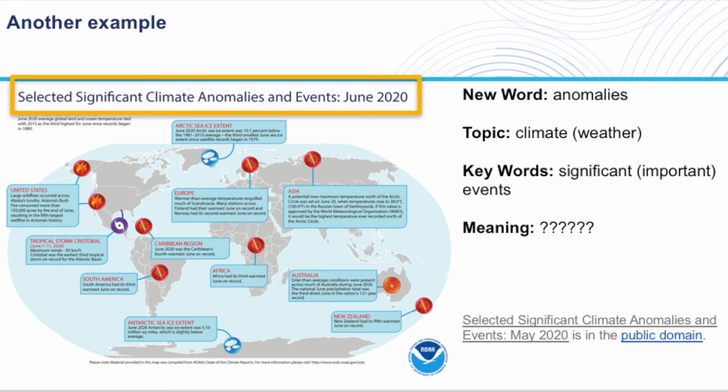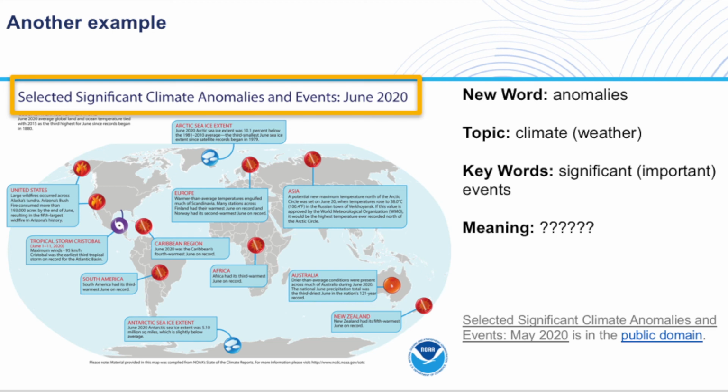We have already seen one example of a graphic and how to get meaning from it. Here is another one from NOAA on climate change. Look at the title of the graphic. Selected Significant Anomalies and Events. The new word is anomalies. The topic is weather and climate events that are significant or important. These keywords, event and significant, help us guess that an anomaly is an important event that is not normal.